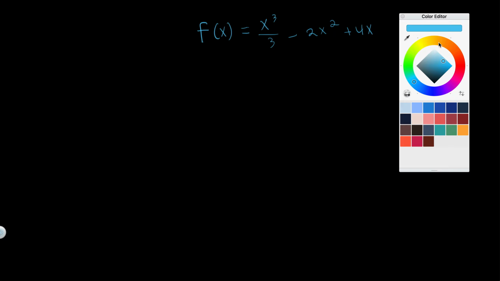Let's say we have the function f of x is equal to x to the third over 3 minus 2x squared plus 4x. And we want to graph this function accurately without using a graphing calculator or Desmos or any of that. And we want to do this using calculus. So let's do that.